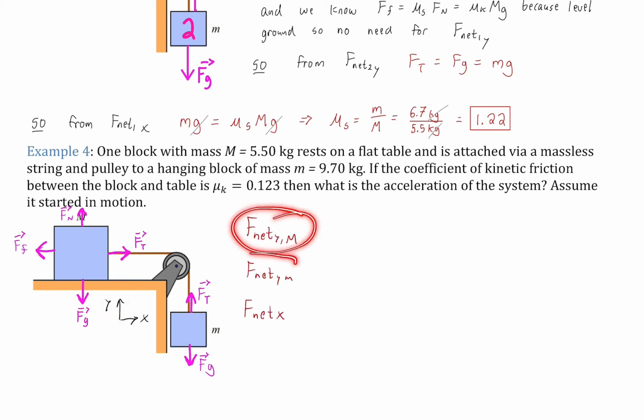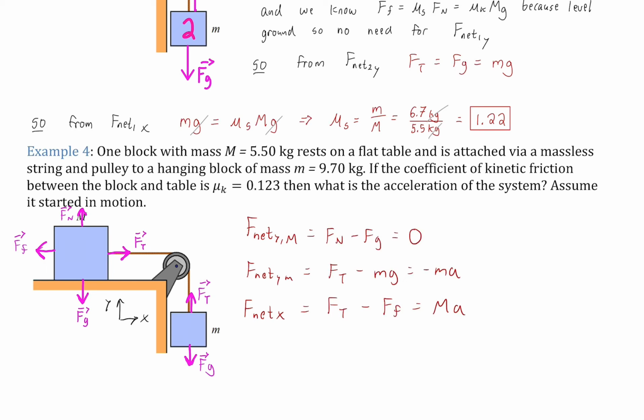Now I am going to consider all 3 of the net forces, F net y for big M, F net y for little m, and F net x, okay? F net x would have to be for big M because little m is not moving in the x direction. So I just left the subscript off. All right, what's happening in those 3 directions? All right, well, a lot of the similar stuff, right?